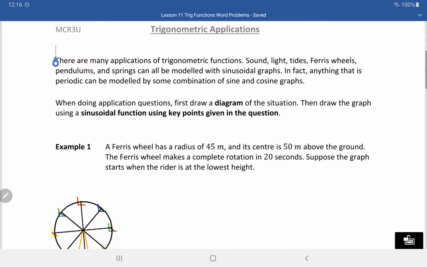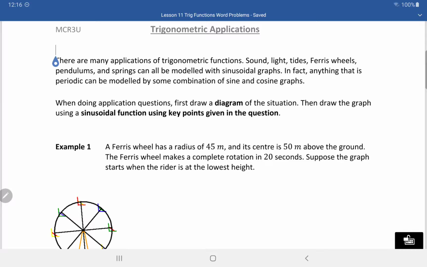So things like sound intensity, light intensity, tides as they come in and out, and the height of the water and how that changes, and it's periodic because it continues to do the same changes every single day. The height you are on a Ferris wheel compared to time as it rotates around, and pendulums and springs and how they differ in height through time. So anything that's periodic can be modeled with some sort of sine or cosine graph.